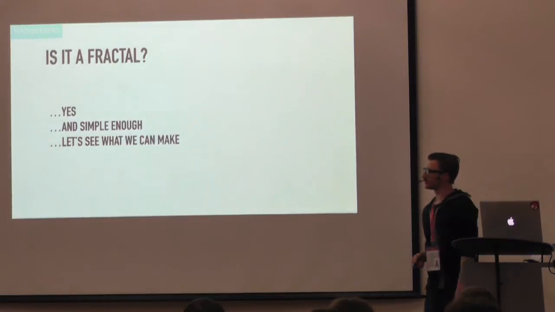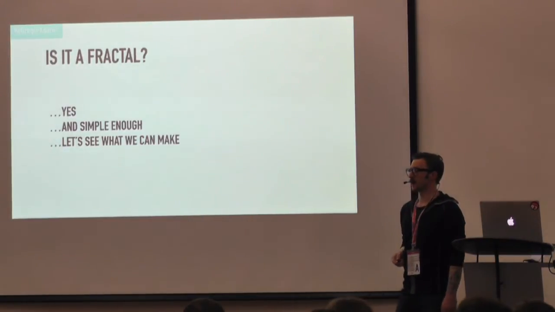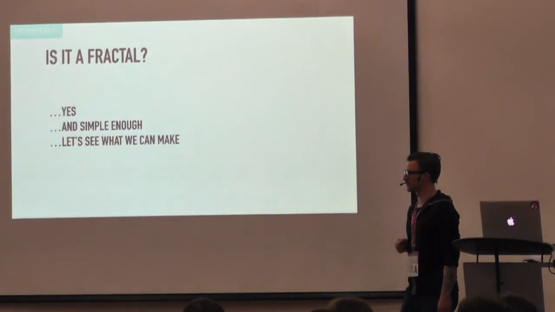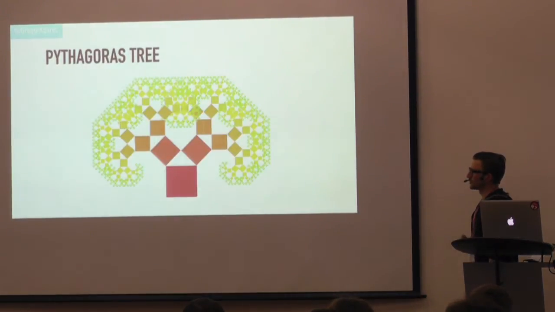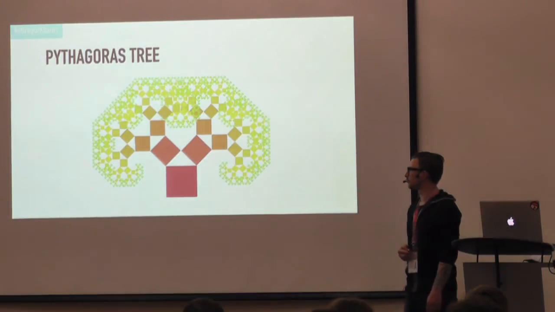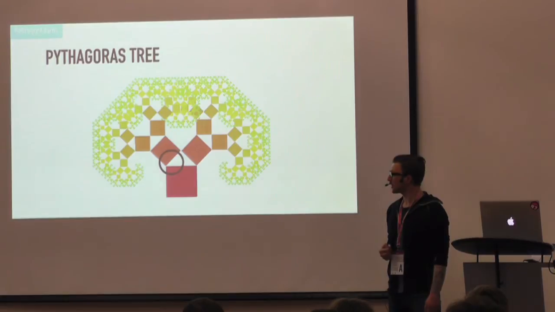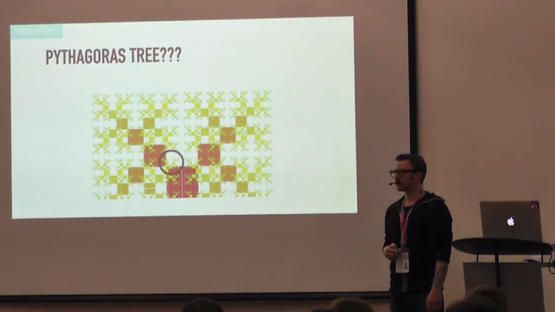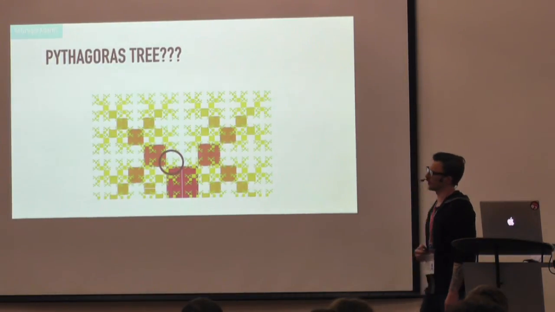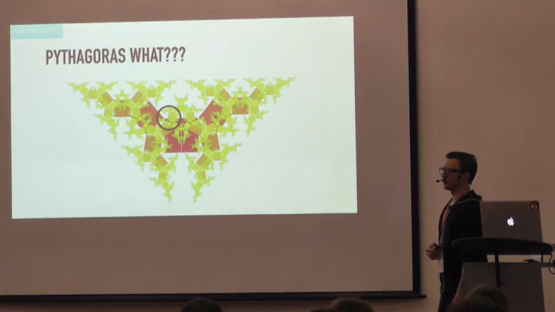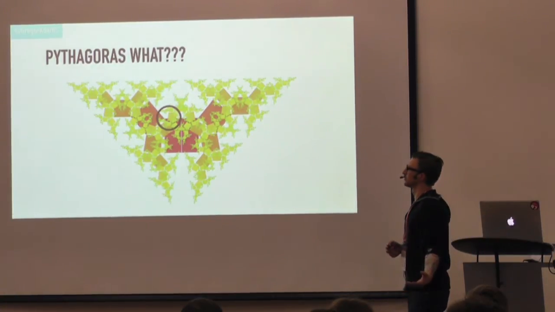So, is it a fractal? Yes, it is. And it is simple enough. So, let's see what we can make with it. This is what it actually looks like in the end. And now, if we were to change the angle of this part, we could generate different shapes. And so, is it still a Pythagoras tree? No, kind of not. Then what is it? A Pythagoras, what is it?